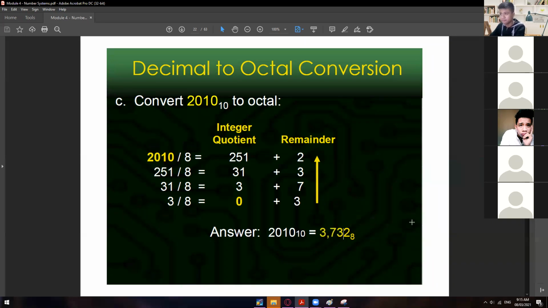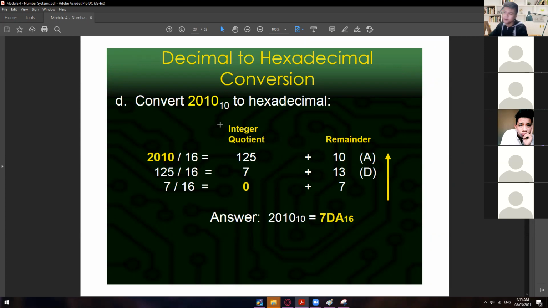3732 base 8. All right, and then we have here 2010 base 10 to hexadecimal. So your divisor right here now is 16. 2010 divided by 16 is 125, with a remainder of 10. But in hexadecimal, the digits now cover 0 to 15, and 10 to 15 are each equal to a certain letter, wherein 10 is equal to A. So we have to convert this one into letter A. And then just keep on doing that.